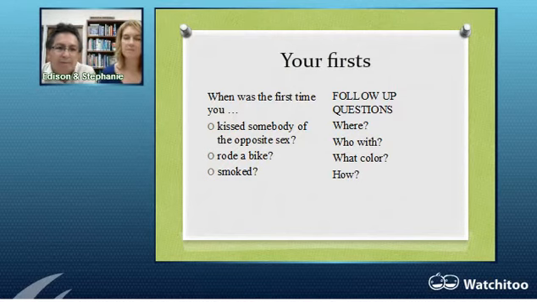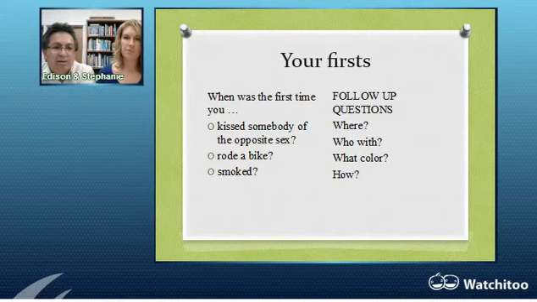So for example, you have, when was the first time you kissed somebody of the opposite sex? Or okay, somebody may say, I kissed my mom or I kissed my daddy, but it's not the idea, right? You know what I mean. A little more interesting, more interesting things for teenagers. And then also, when was the first time you rode a bike, or the first time you smoked, or the first time you did something? Because you can leave space for them to ask other questions.